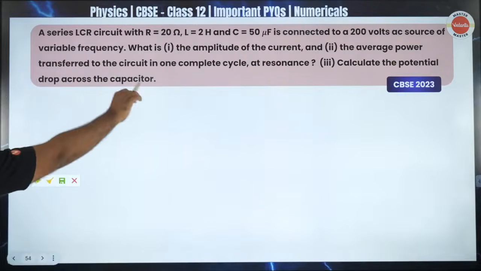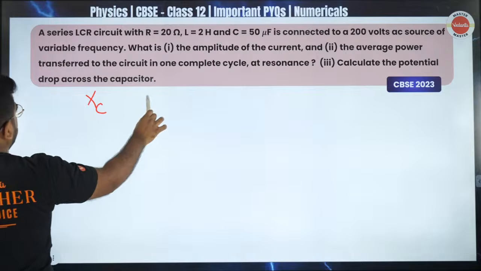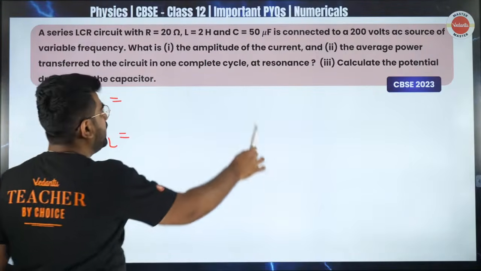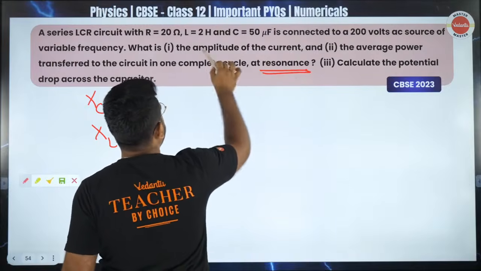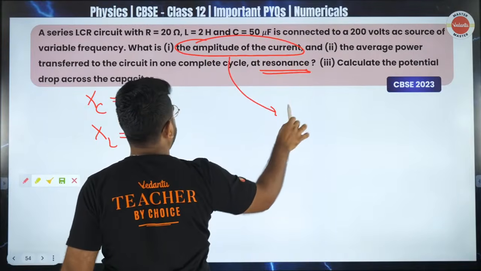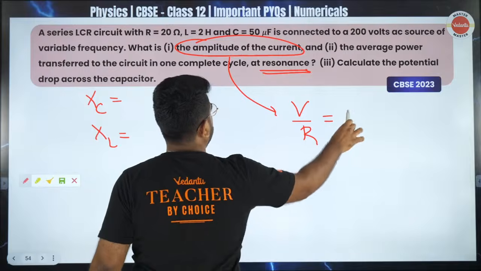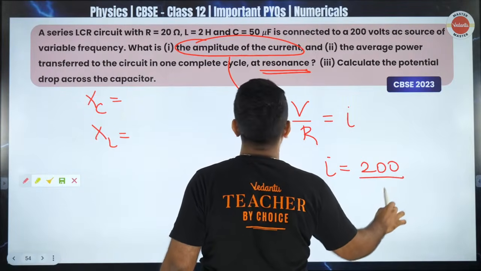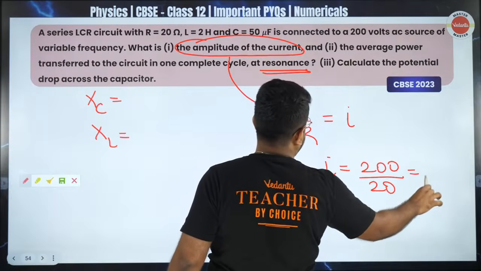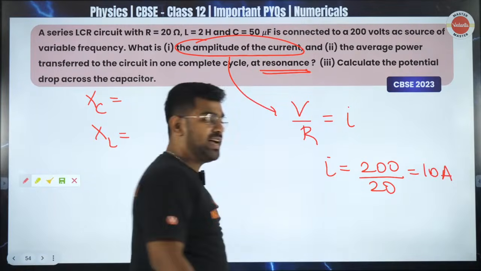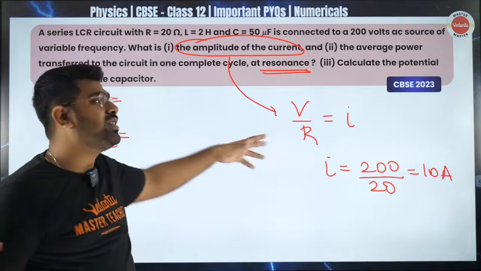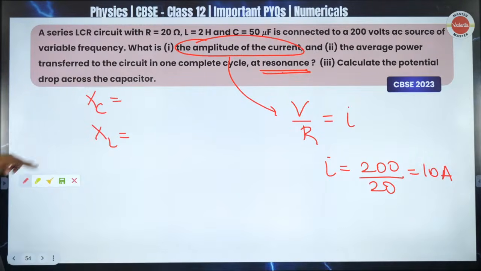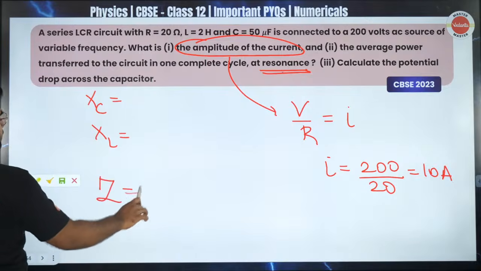So when this kind of question comes, first find your capacitive reactance and your inductive reactance. Now it is at resonance. If it is at resonance, the amplitude of current is just V by R. So the answer is 10 amps. Correct? It is very easy, because at resonance these two cancel out. So Z is basically R.